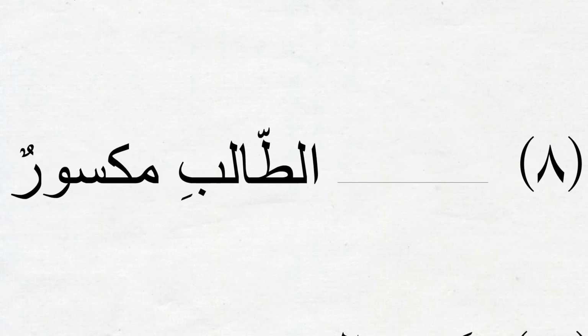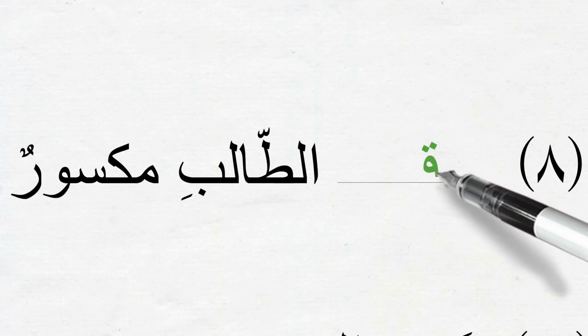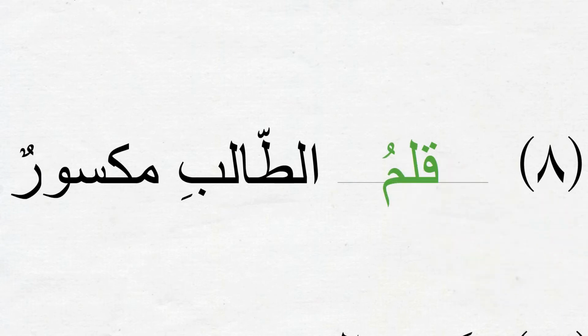Next one. We have a blank, then at-talibi maksurun. Something of the student is broken. What is a proper ism that we can use here? Let's use one of the words we are familiar with. For example, al-qalamu. So the sentence will be qalamu at-talibi maksurun. The pen of the student is broken. Qalamu at-talibi is the mudaf and mudaf ilayh or إضافة combination.